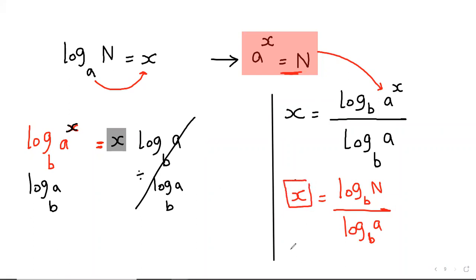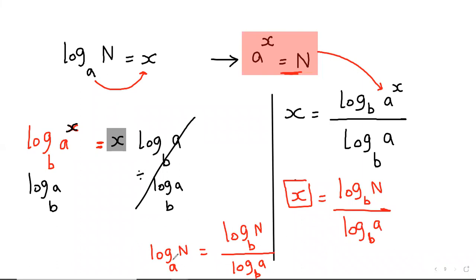Instead of x, you are going to write log n, because x equals log n in the base a. So log n in the base a equals log n in the base b over log a in the base b. What is that? This is the change of the base rule. This is the change base rule.